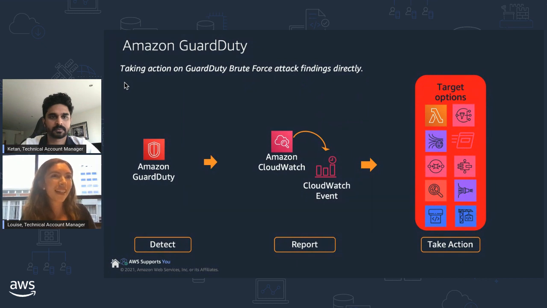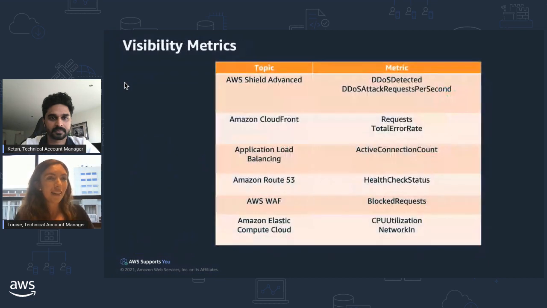Back to GuardDuty, sorry. So just more detail on the brute force attack finding I just mentioned. GuardDuty will be detecting the finding, and then it will send this information to CloudWatch, which will be able to then create an event and report this. And from there, you can actually set up any custom action. So here are some targets. There's Lambda, there's Kinesis. You can be notified through SNS or SES as well, things like that. So yeah, that's how GuardDuty works.